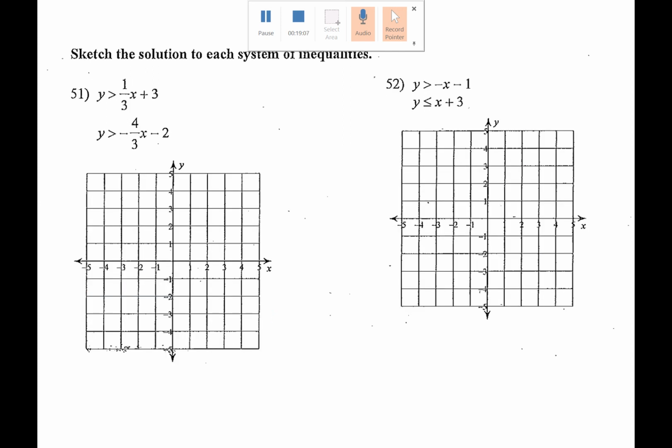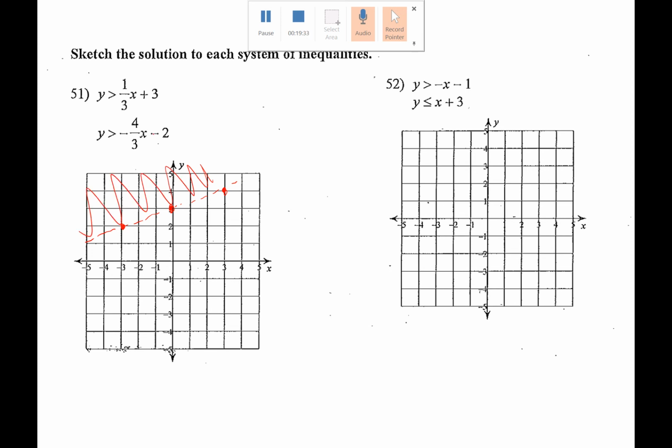For the last two, you're sketching both of them and then finding the overlap. So I'm going to go ahead and start with that first one, 1/3 x plus 3, that's a positive 3, and then I rise 1, run 3. Same thing, I'm going to go down 1 and to the left 3. This is a dotted line, and it is greater than, so I'm going to shade that just so.